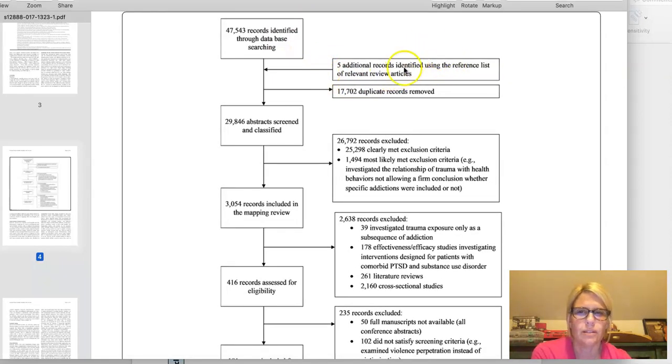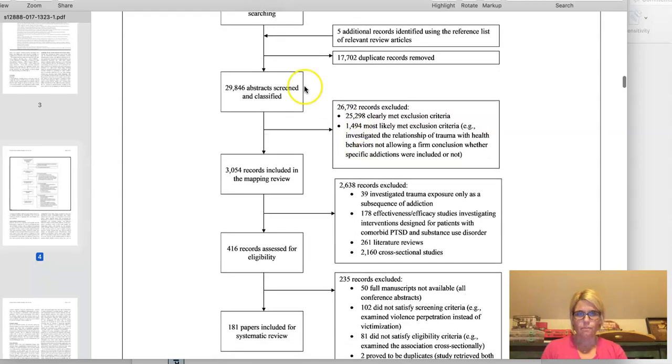Then when you go down to this part over here, it says 5 additional records were identified using the reference list of some of the articles. So we talked about that before. So they apparently found some systematic reviews or some sort of review, and they went through the reference list and found 5 more that didn't come up in this original 47,000. Then they compared duplicates, and there were 17,000 duplicate records, so those were all removed. And they ended up right here with 29,000 abstracts that they screened.